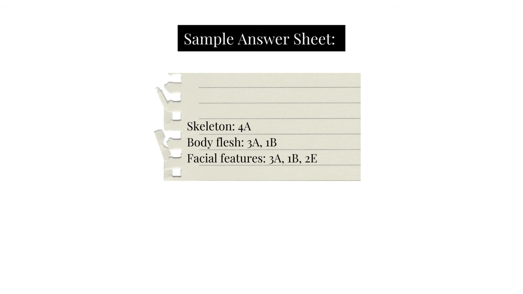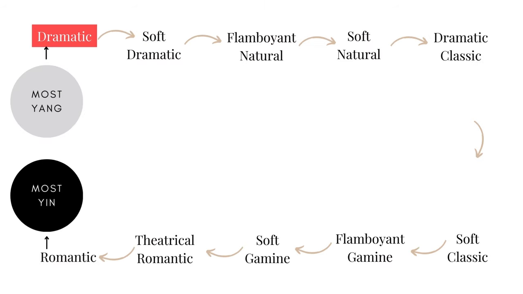If your answers came out as mostly A, then you are a Kibbe dramatic. On the yin and yang scale, which the Kibbe test or body typing system aims to determine, the dramatic is the most yang, meaning it is about sharpness, angularity, and vertical.